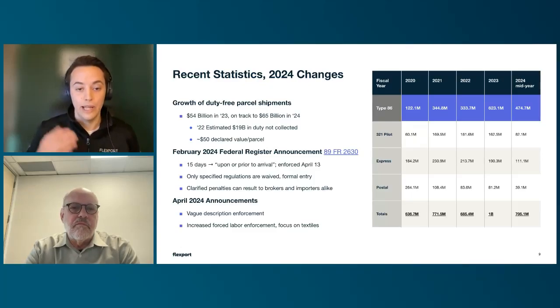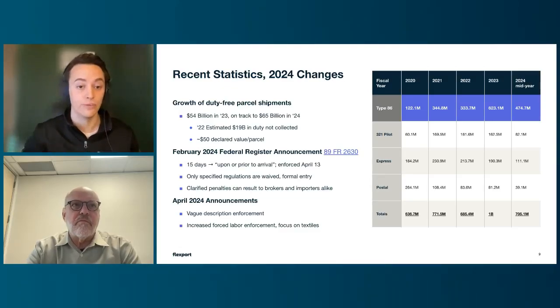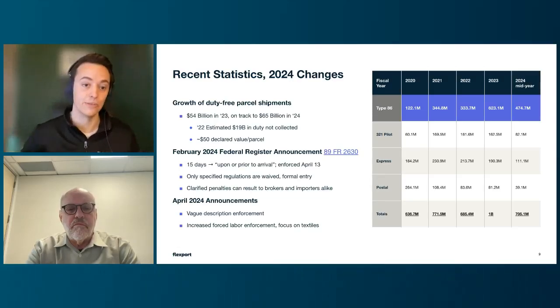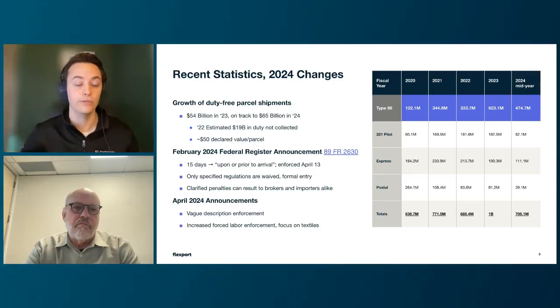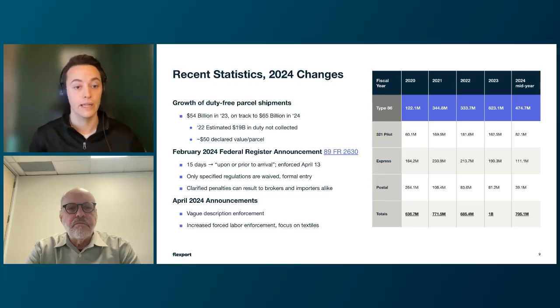In April, they also came out with another announcement saying that they're going to start enforcing rules about vague cargo descriptions. In theory, this has always been around, right? It's just that customs hasn't really enforced it. They want a more specific description so that they can do targeting and focus their attention on things they believe are high risk. But now we're actually seeing rejection of entries, which is something new.